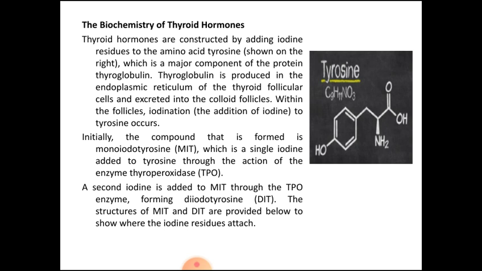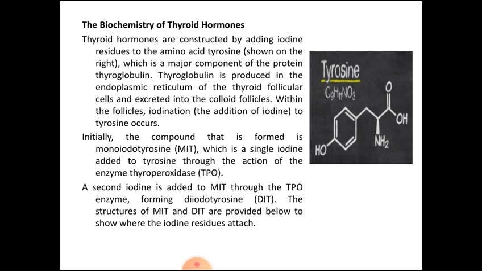Initially, the compound that is formed is monoiodotyrosine. MIT is the abbreviation of monoiodotyrosine. This is the first compound formed from iodination, the addition of iodine to tyrosine in the colloid follicles, which contain thyroglobulin. Monoiodotyrosine is a single iodine added to tyrosine through the action of the enzyme thyroperoxidase, TPO. This very important enzyme, thyroperoxidase, plays a major role in iodination of tyrosine.